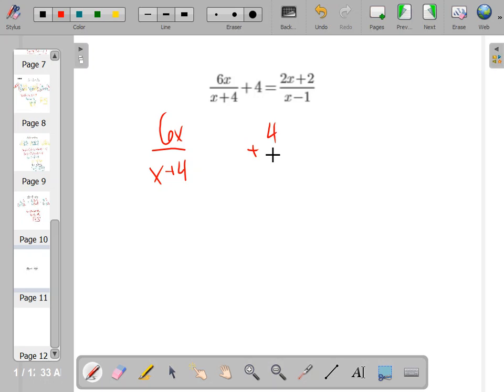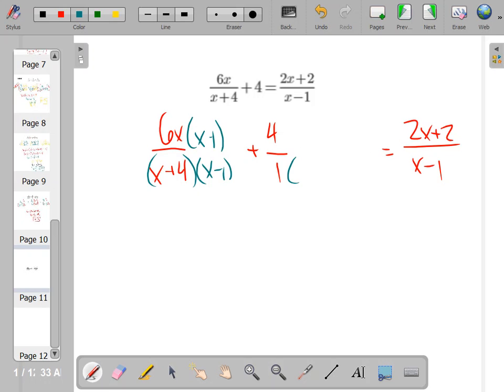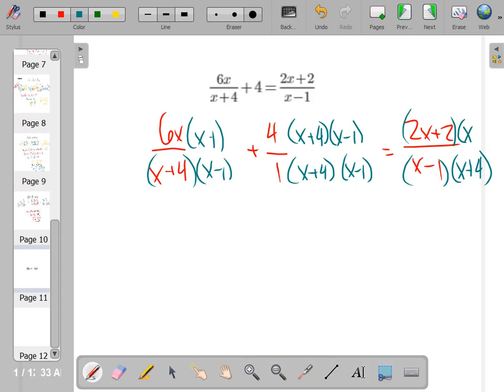I'm going to leave myself some space here, 4 over 1. 2x plus 2 over x minus 1. So there's an x plus 4, there's an x minus 1. He needs an x minus 1. He needs both x plus 4 and x minus 1. So we got x plus 4, x minus 1, x plus 4, x minus 1. Here there's an x minus 1, but he needs an x plus 4. So we're going to have to FOIL a couple times here. So now we're just focusing on the numerator.